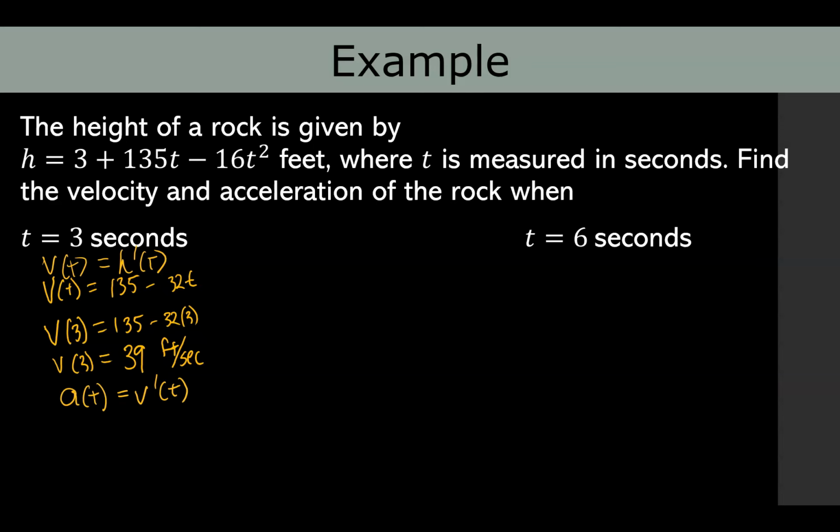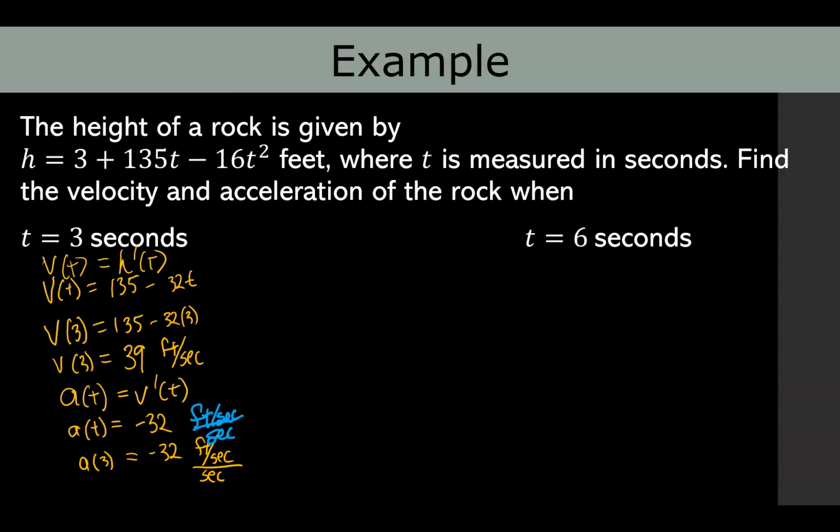Hey, I have a velocity function. I'm about to take its first derivative. Acceleration, apparently at any point, is negative 32. And by the way, this is feet per second, each second. And so the acceleration at time equals 3 is negative 32 feet per second. We always want to give units if we can.